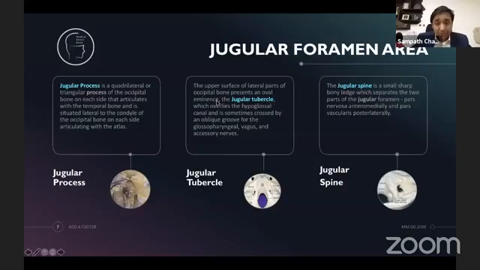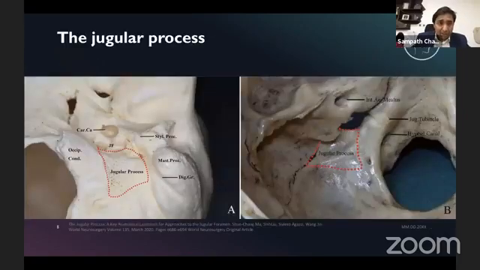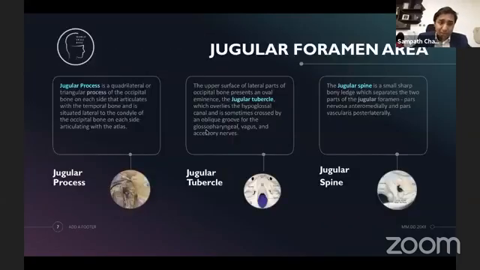So what are the 3 important structures? The first structure is the jugular process. The next structure that we're going to discuss is the jugular tubercle. And the third structure that we're going to discuss today is the jugular spine. So if you understand what's the jugular process, the jugular tubercle, and the jugular spine, you understand the bony aspects of the jugular foramen. So now let's get into the jugular process. Before that, I'll just read this out.